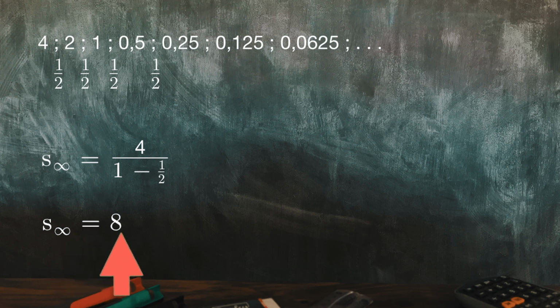This is very important for you to remember. We can only use this formula if the constant ratio is a value greater than -1 but smaller than 1, and we want to add up these terms to infinity. Then we can say that this geometric series is a convergent geometric series, and we make use of this formula.